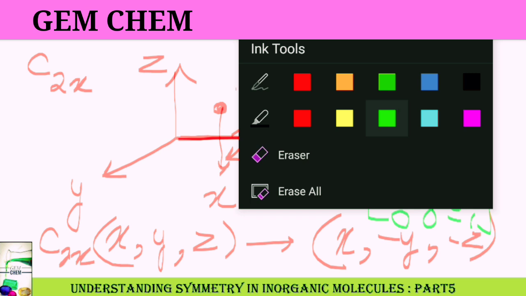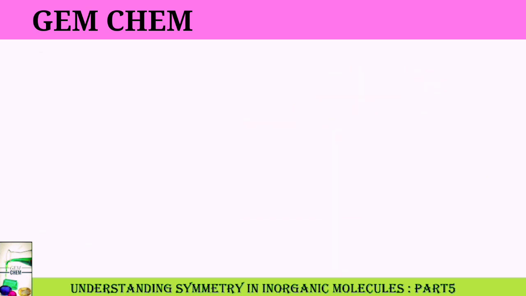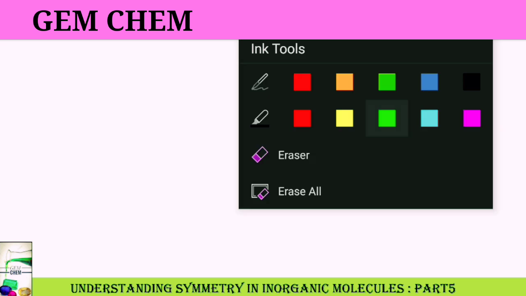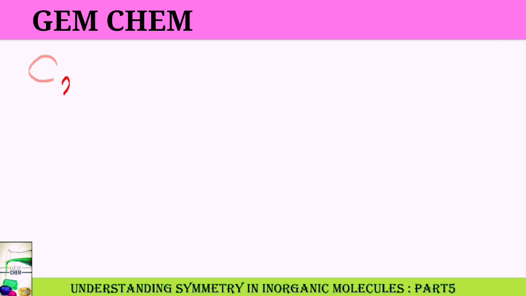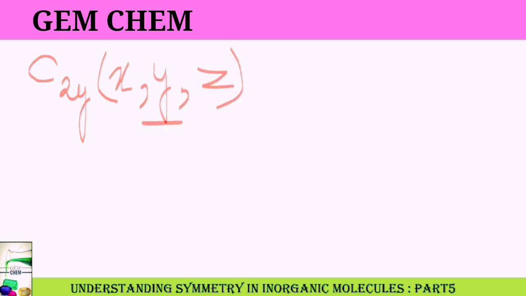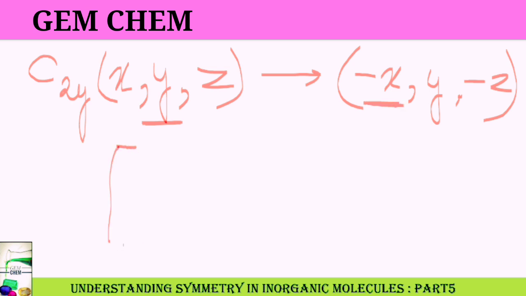Now let us see the next one, which is C2y. When we are talking about the C2y axis, the same coordinates are being taken. Which one will remain the same? Yes, the y coordinate will remain the same, and the others, which are x and z, will change. So finally we get minus x, y remains as it is, and minus z. So the matrix becomes minus 1, 0, 0, 0, 1, 0, 0, 0, minus 1.